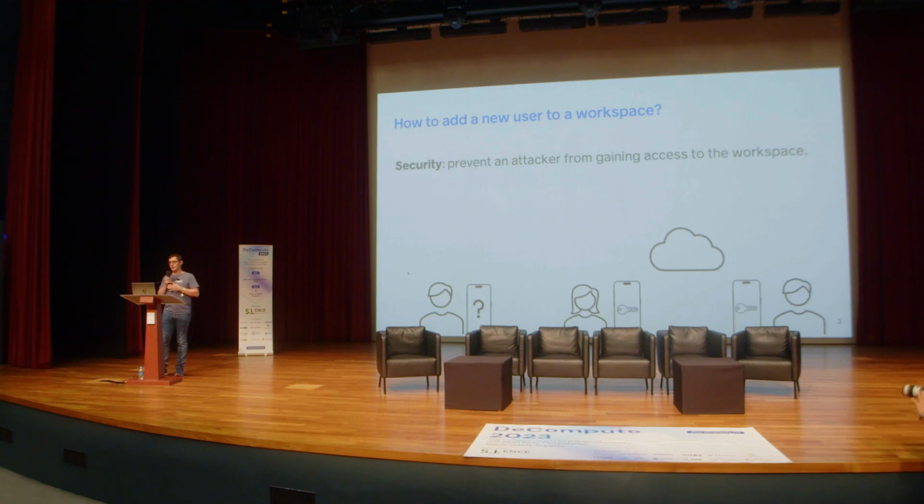The two parameters we'll be looking at are, first of all, security. Of course, when we're adding a new user, we'd like to prevent an attacker from gaining access to the workspace. Specifically, we'll be interested in a threat model where we defend against a compromised wallet provider trying to get into that workspace, and we'll see precisely what we mean by that.